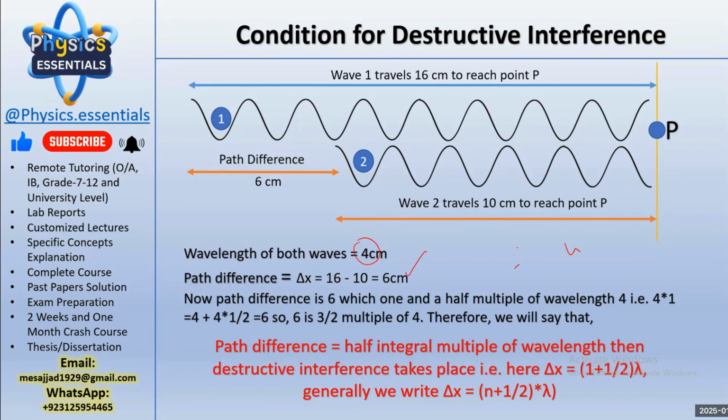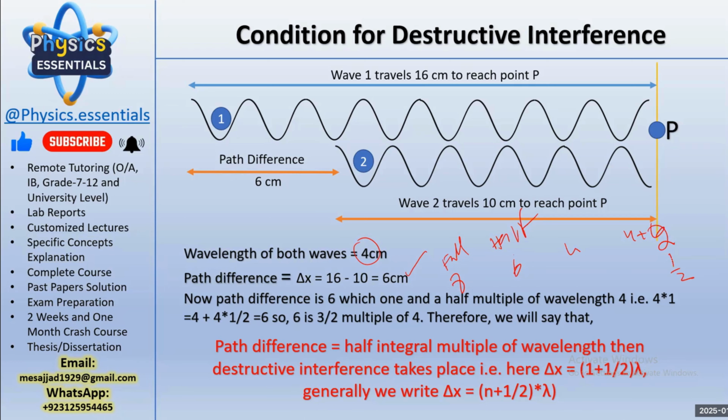Now you can see that 4 and 6: 4's first multiple is 4 and the next multiple is 8. This is full and 6 is half, right? So if the path difference is a half integral multiple of wavelength, then we will say that they will always have destructive interference. Okay, so now here you can see 4 plus 2.